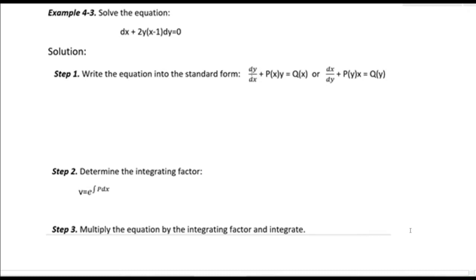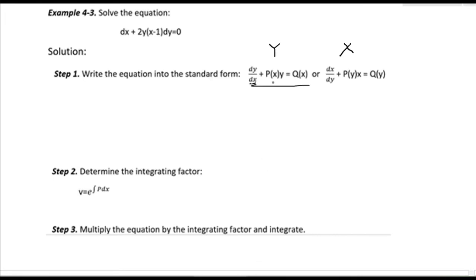Our first step again is to write the equation into the standard form. And at this time, I'm going to discuss that there are two possible forms. The first form is in terms of y. This is the standard form that we have in our previous two examples. However, if we interchange the letters here, that will also become a standard form in terms of x. For example, instead of writing dy over dx, we can write dx over dy.